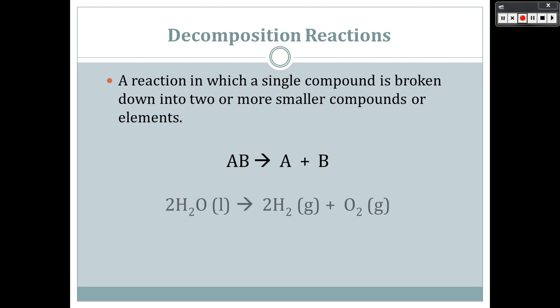A good example of that is the water example we had in balancing equations, where you run an electric current through liquid water. If you have 2 moles of liquid water, you get 2 moles of hydrogen gas and 1 mole of oxygen gas. And of course, that 2 moles to 1 mole ratio is why H2O is H2O, 2 to 1. And so that's a decomposition reaction.